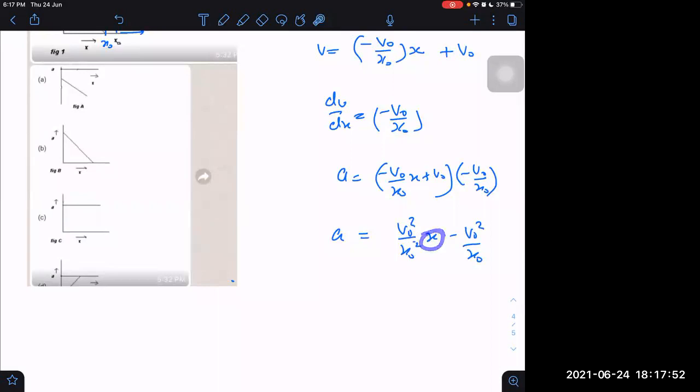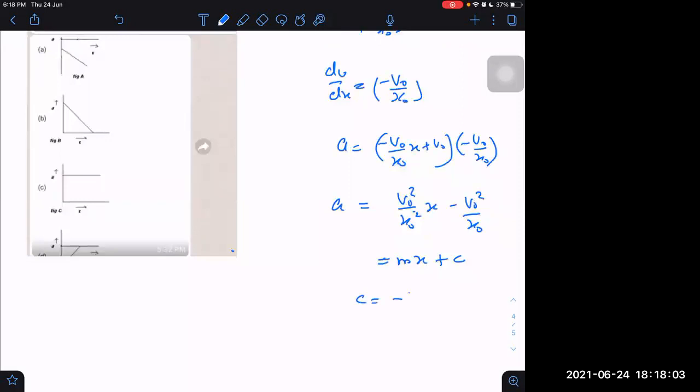What is the graph now? You can tell from here. Some constant, another constant, but a straight line. Yes, a straight line graph. Again, it is also like mx plus c. What is c here? c is minus v naught square by x naught, negative. So the slope is positive, a positive slope. So I think not this one, not this one, not this one, the last one. With this negative intercept, sir, it will have a negative y-intercept. Yes, sir. It will be like this one.